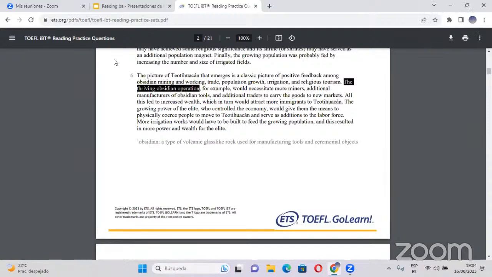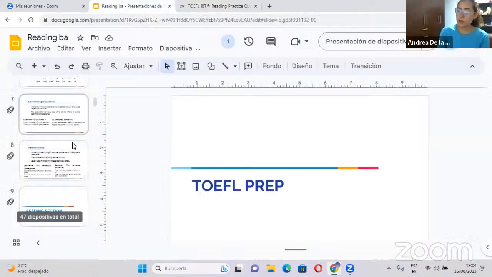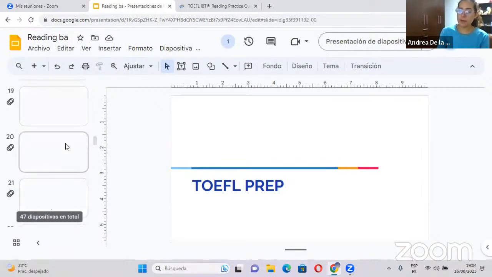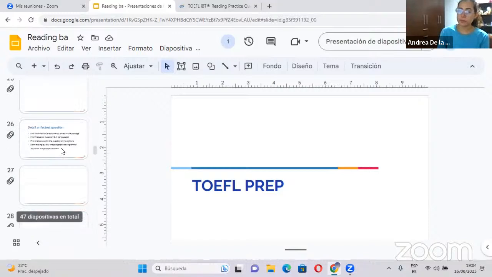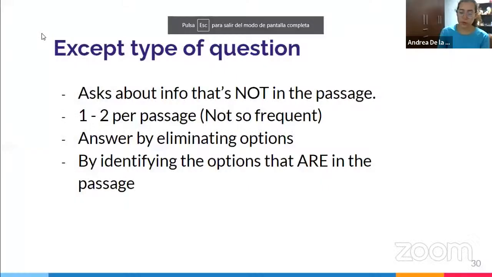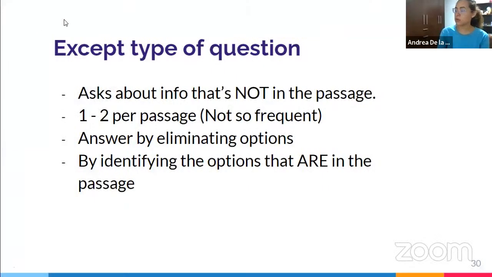No, miss. Okay, perfect. So we saw detailed questions yesterday. Let's see what else we have. Okay, the next type of question that we're going to see is called except type of question. These are called except not questions. And basically, they are the same as detailed questions, but they're going to be asking you for information that wasn't mentioned in the text. So it's kind of like the opposite of what you had in detailed questions.